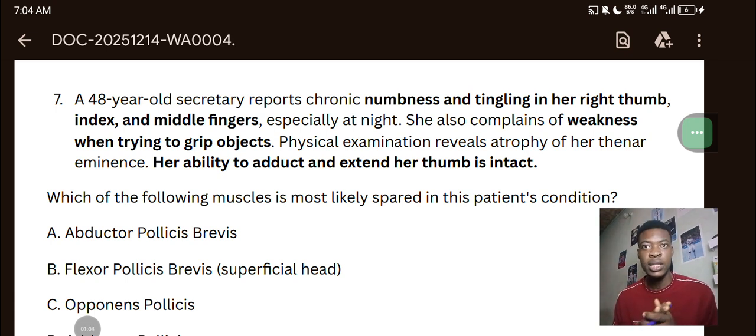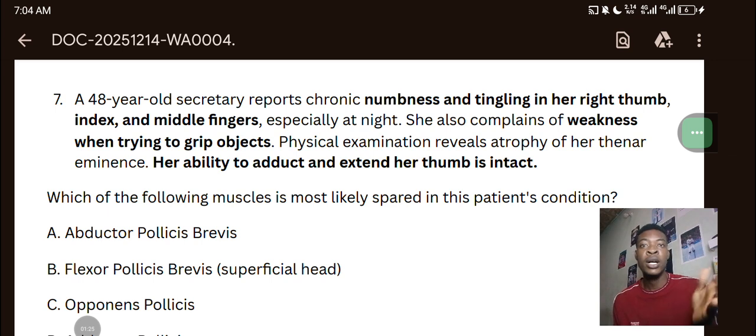Now, the question says that she has numbness in her right thumb, index, and middle fingers. So this suggests a compression of the median nerve, right? Yeah, a compression of the median nerve. And then we're going to look at certain muscles, because by the time the median nerve supplies the carpal tunnel, it supplies the intrinsic muscles of the hand, for which I use the mnemonic LOAF, right?